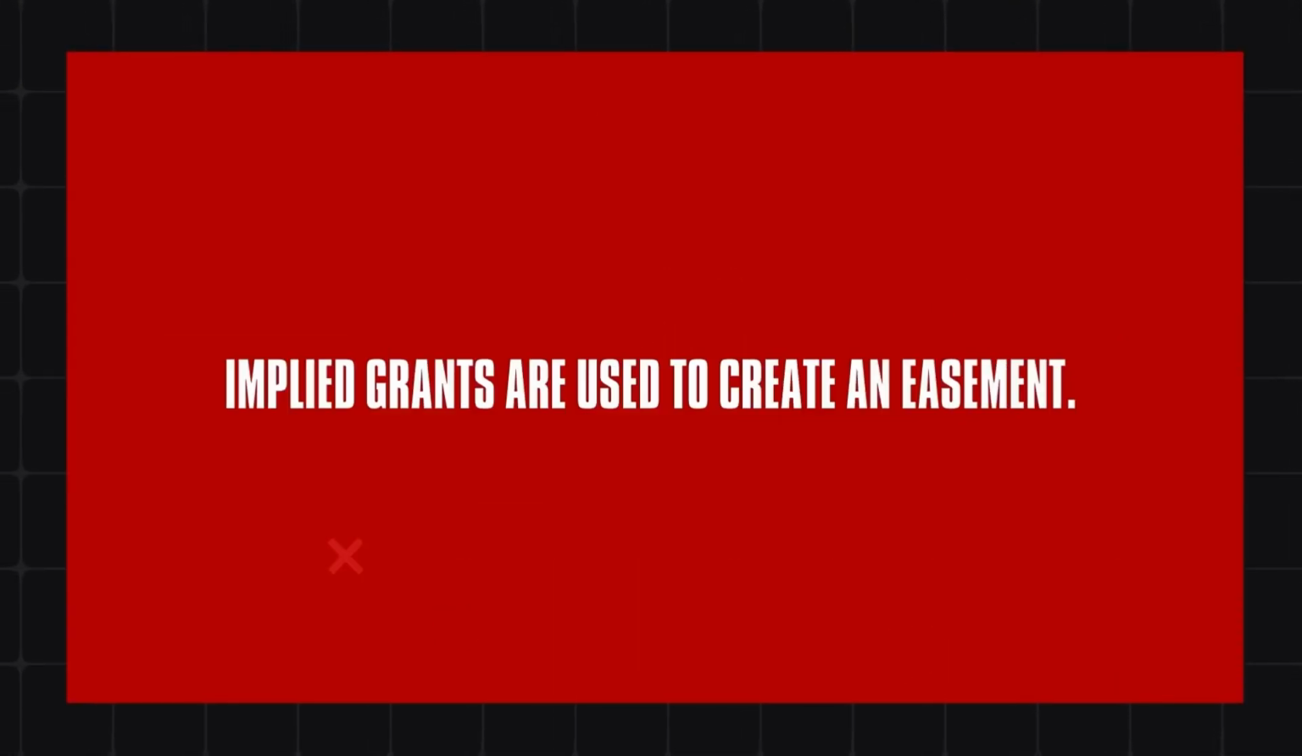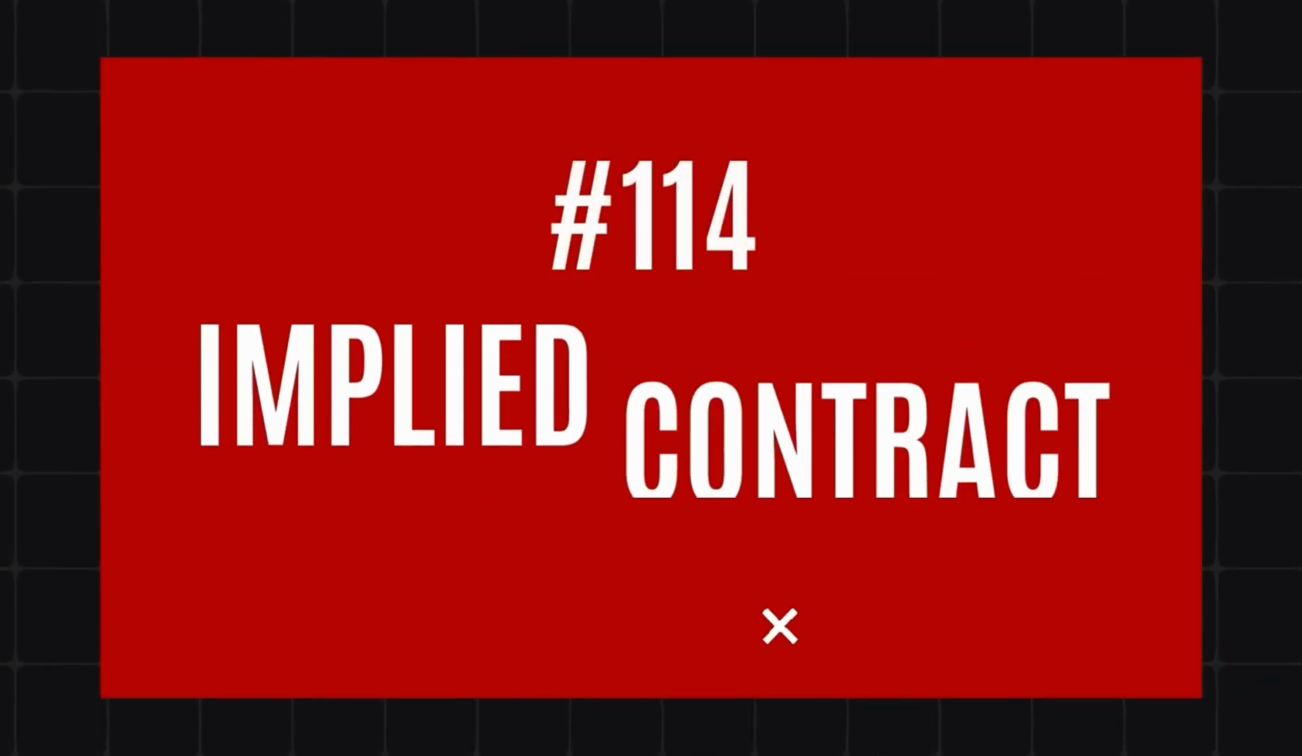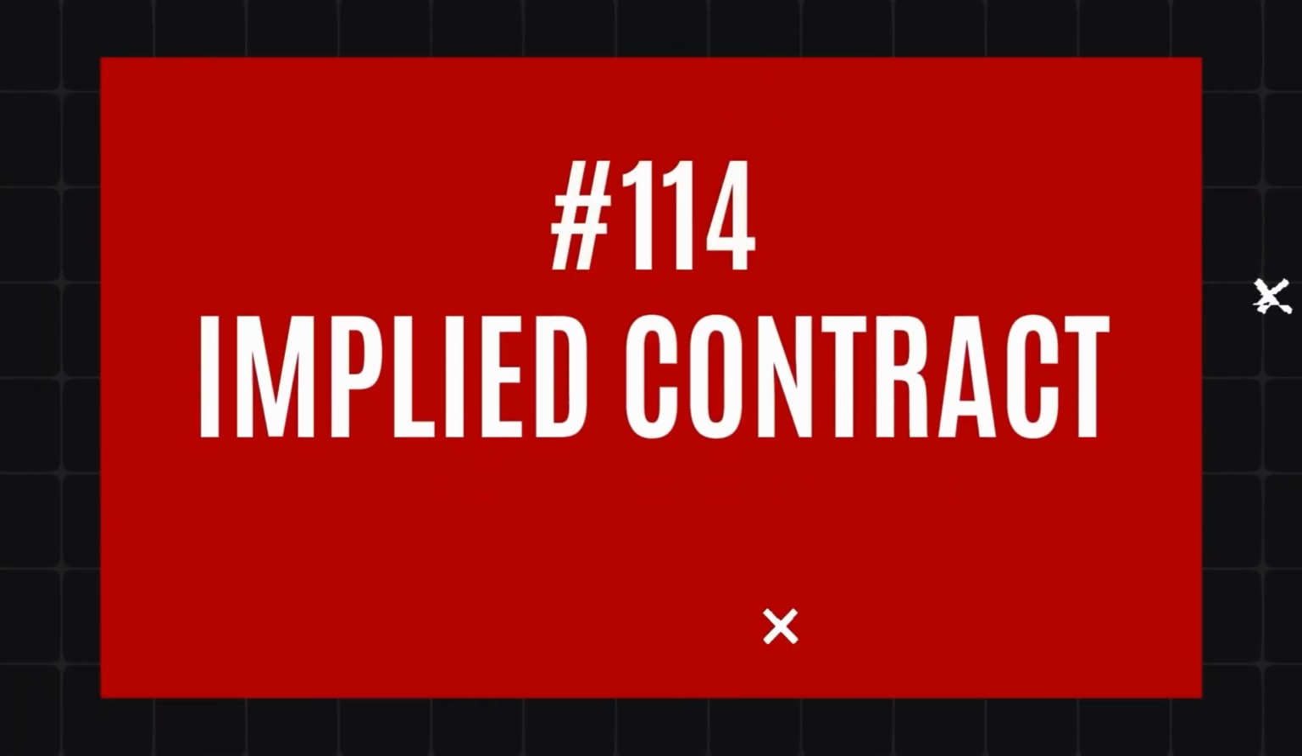Implied grants are like unspoken agreements that create easements based on circumstances or behavior. For instance, when you sell a house in your backyard, it is implied that the buyer will need to use your driveway or access road to reach the road since both properties were in common ownership. Implied contract. Let's see what implied contract means.